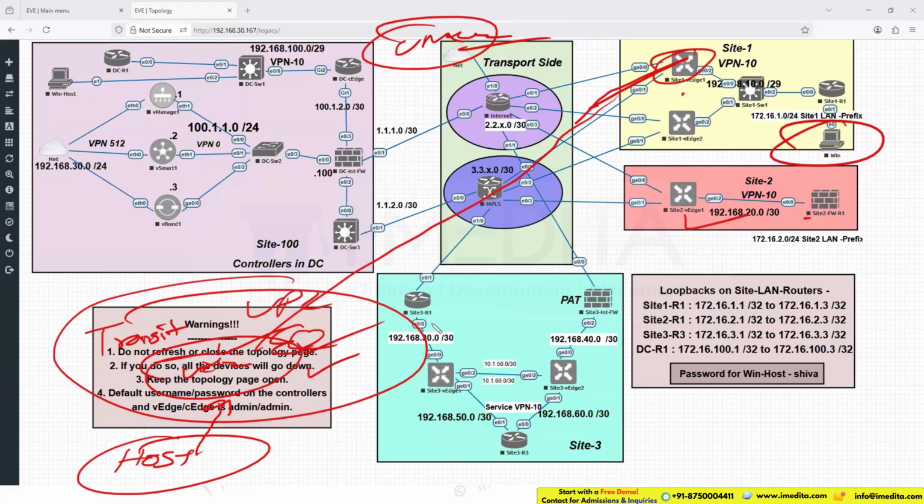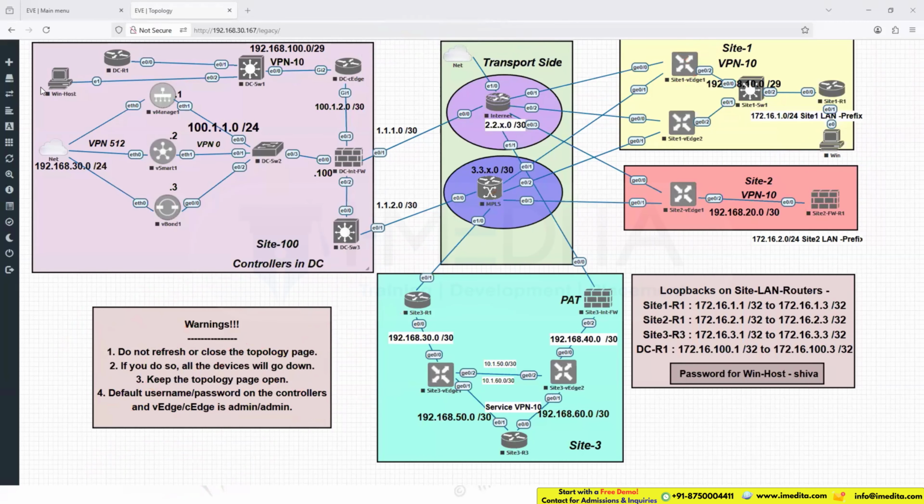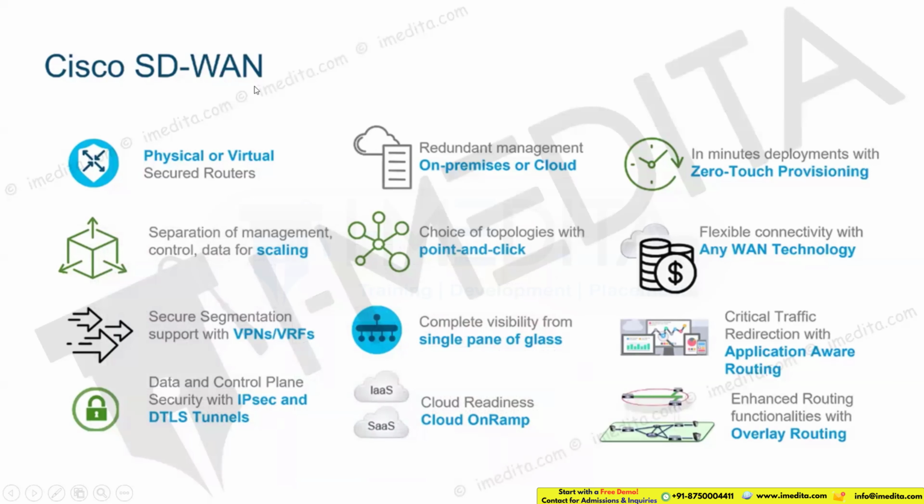Now again, I am not expecting any one of you to understand it fully. I just wanted to give you the list of features, okay, these are the features. These are the kind of benefits that we are going to get if we are implementing or migrating from traditional WAN to SD-WAN. These are a few advantages of Cisco SD-WAN over the traditional WAN. I hope that everybody understood it now.